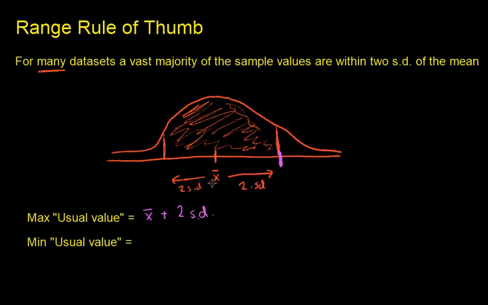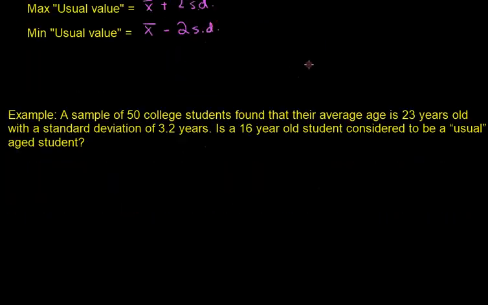Now to calculate the minimum usual value, that'd be the sample mean minus 2 standard deviations. That'll get us to the stopping point here. So the sample mean minus 2 times the standard deviation. Let's go ahead and do an example where we have to use the rule of thumb to determine the minimum and maximum usual values.